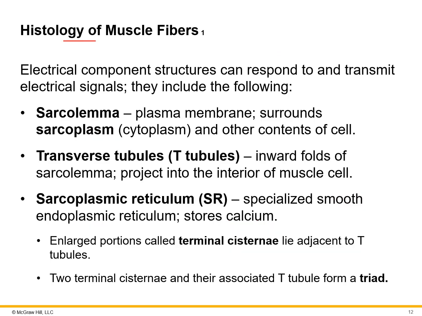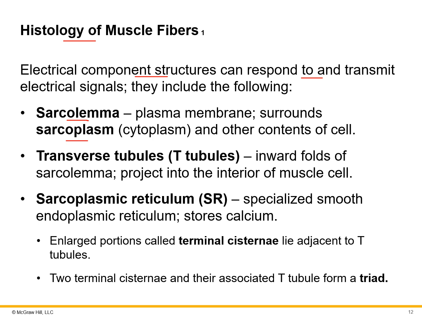So, the histology. The muscle fibers are the smaller circles inside, and the myofibrils combine to make the whole skeletal muscle. These are the electrical component structures; they actually respond and transmit signals. They have the sarcolemma, which is their plasma membrane. Because they're fusing together, that membrane is called the sarcolemma, and the fluid inside is the sarcoplasm. We have lots of cells fusing together, so the overall plasma membrane is the sarcolemma and the fluid inside is the sarcoplasm.